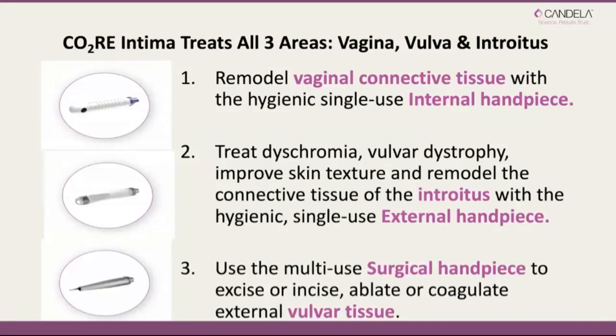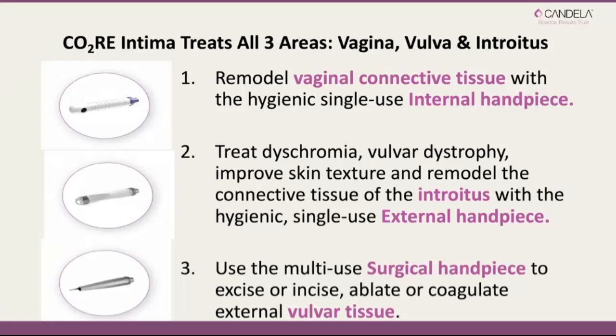It is for feminine wellness or feminine health, and it is an add-on handpiece which will treat the vagina, the vulva, and the introitus, which is the entrance of the vagina. And with that, we can do a classical fractional resurfacing with all the benefits I mentioned for the face. But in this case, we're treating dyschromia, vulvar dystrophy, improving skin texture, and just as on the face, we can remodel the connective tissue. And it's a disposable, single-use external handpiece.